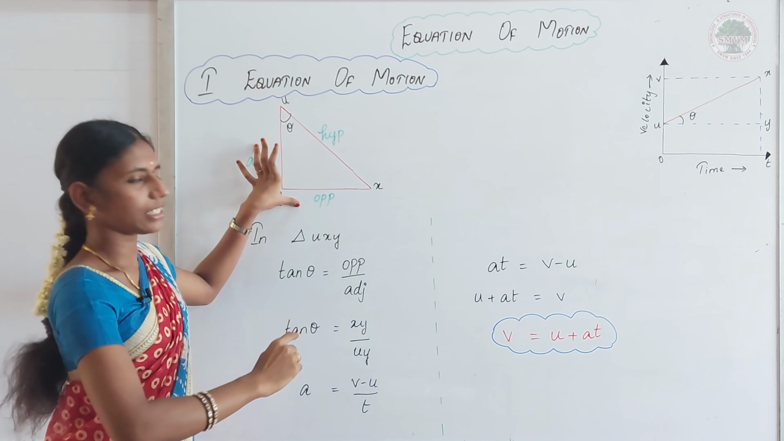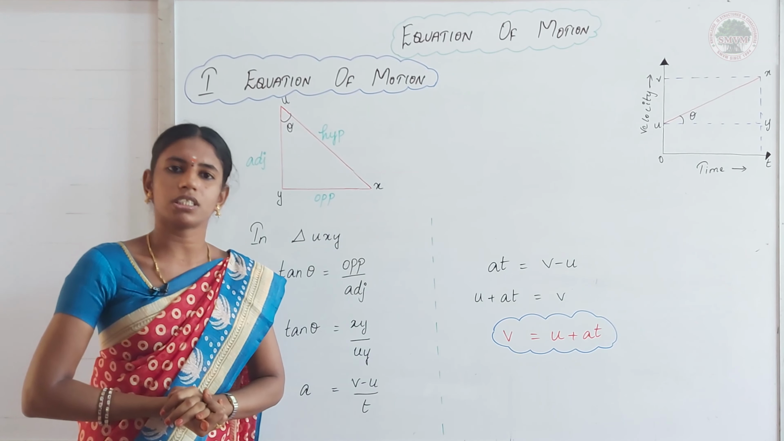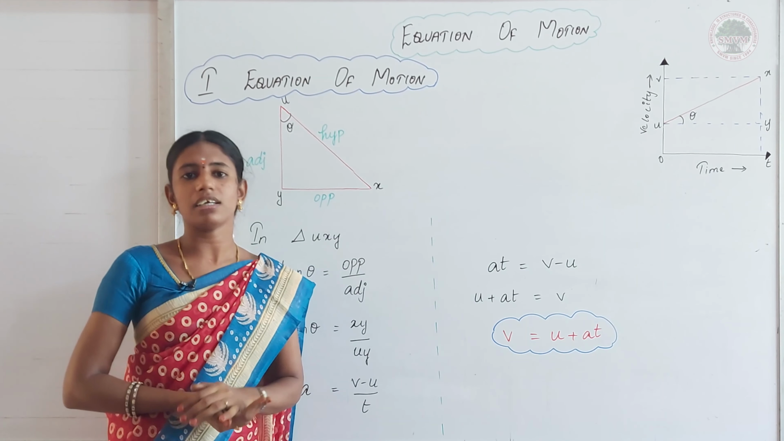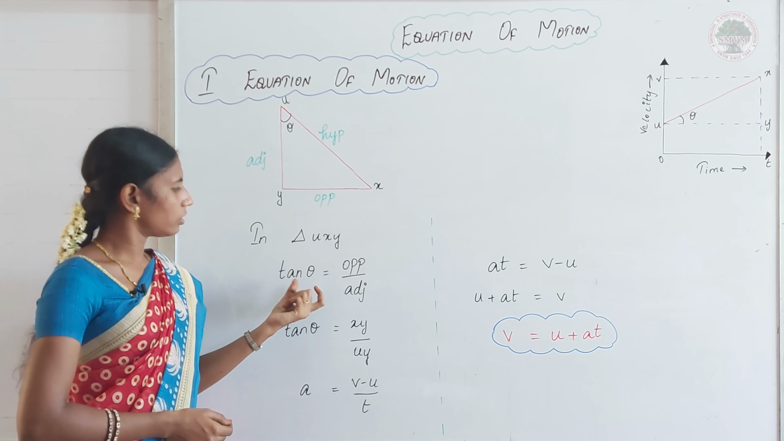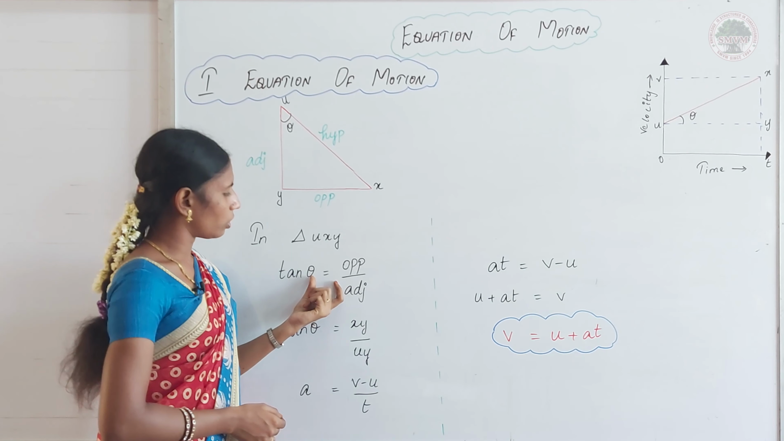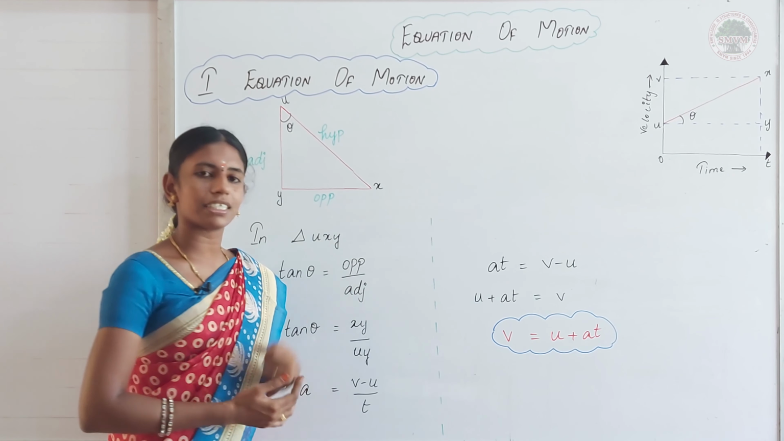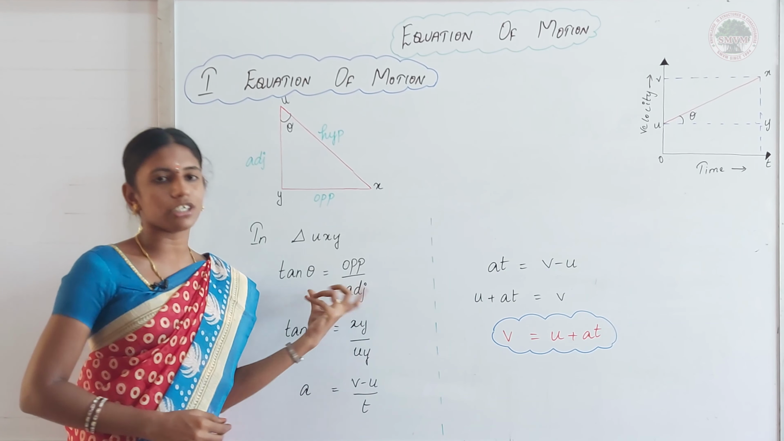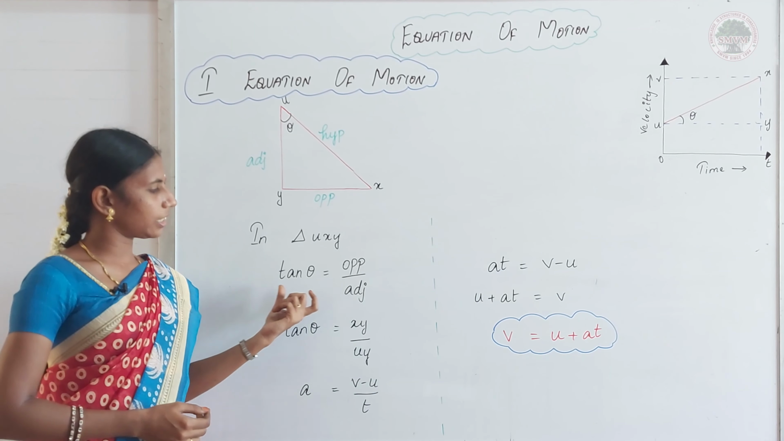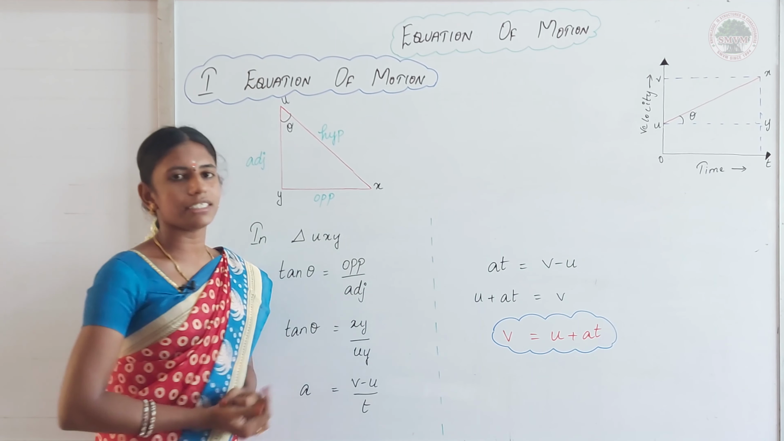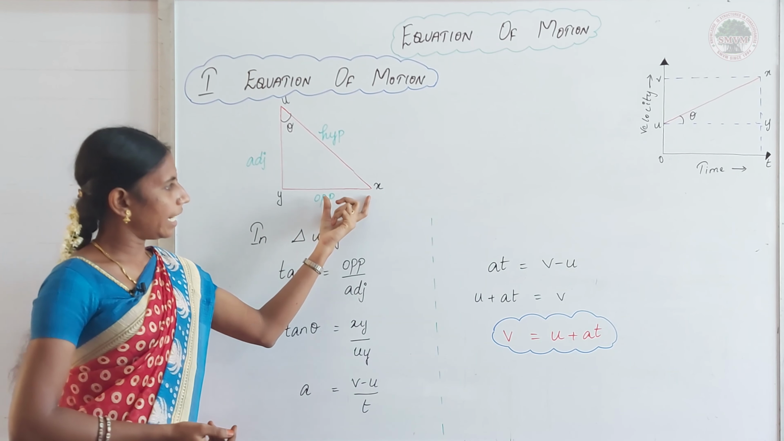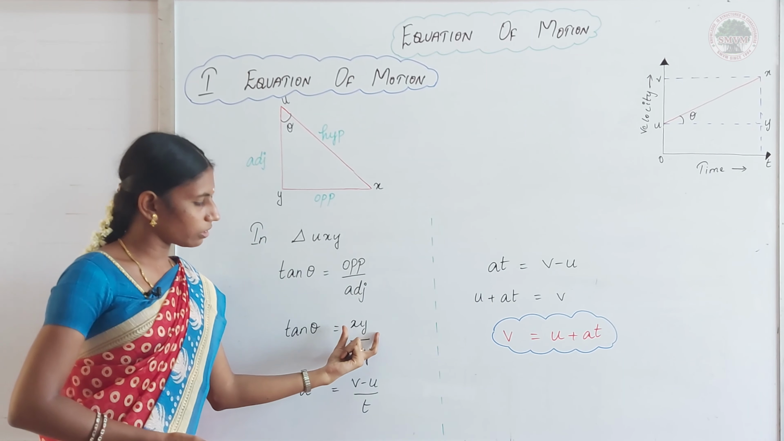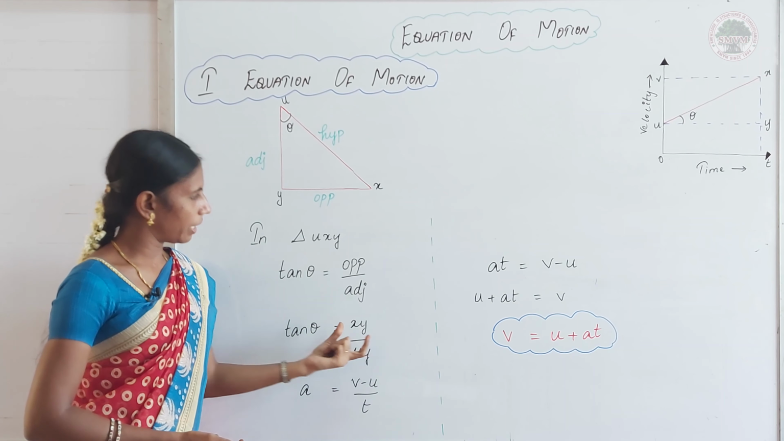I need the adjacent part as well as the opposite part. So I am going to take the tan theta. In triangle UXY, tan theta is equal to opposite by adjacent. It's nothing but the trigonometry formula. Tan theta is equal to opposite by adjacent. Now see the value of opposite: x, y. So the opposite value is XY.